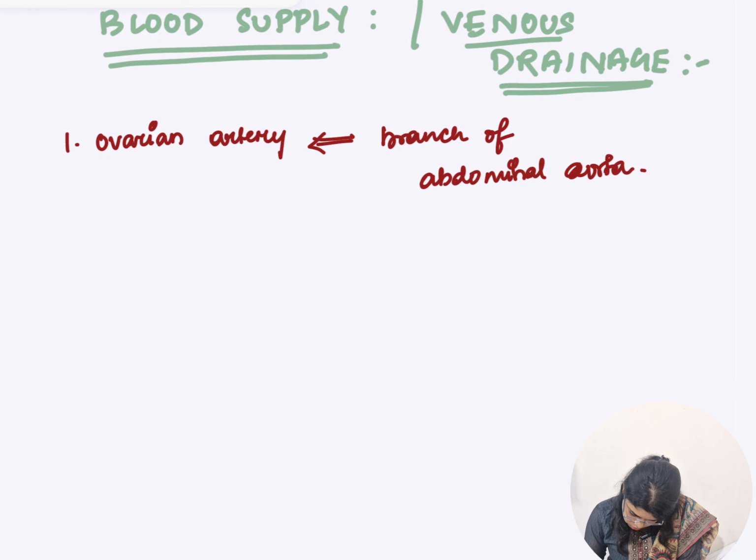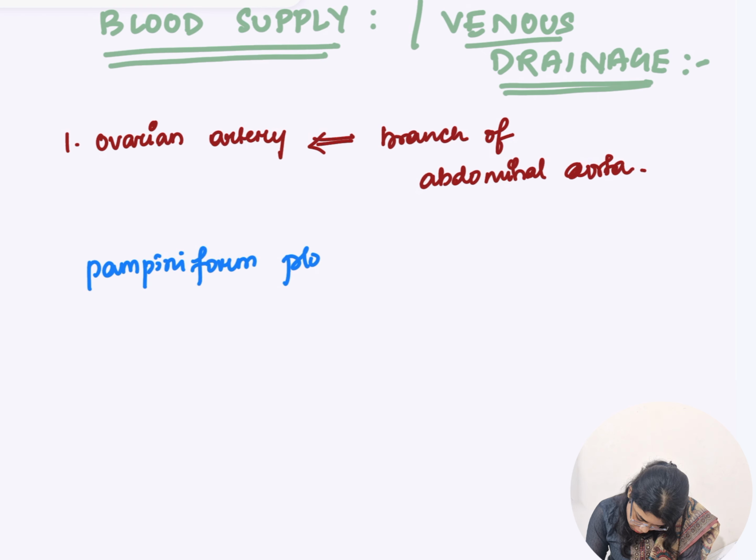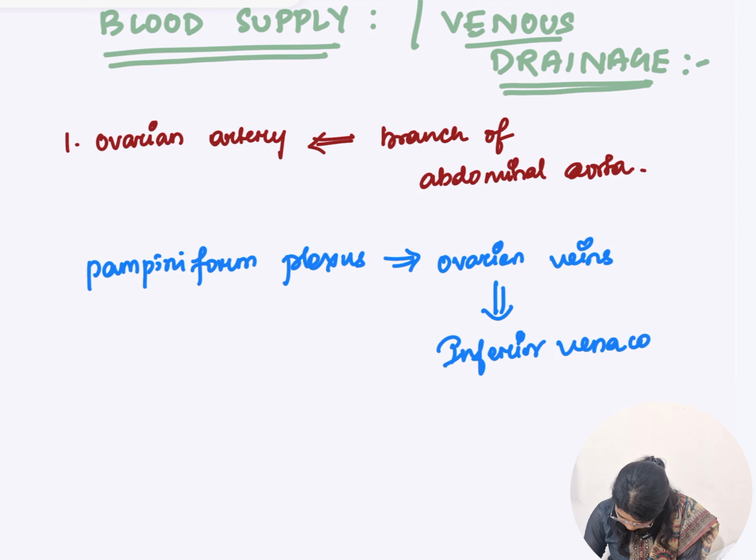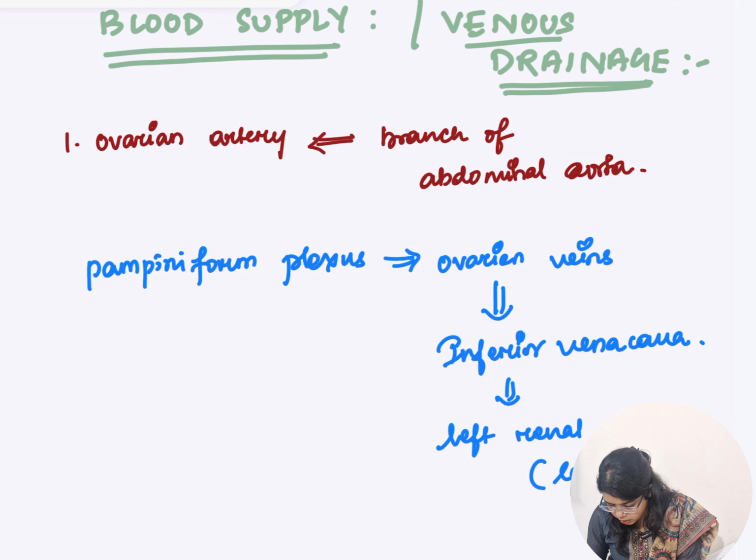What about the venous drainage? The venous drainage is from the pampiniform plexus. It drains all the venous supply to the ovarian veins, which drain into the inferior vena cava, and on the left side into the left renal vein.